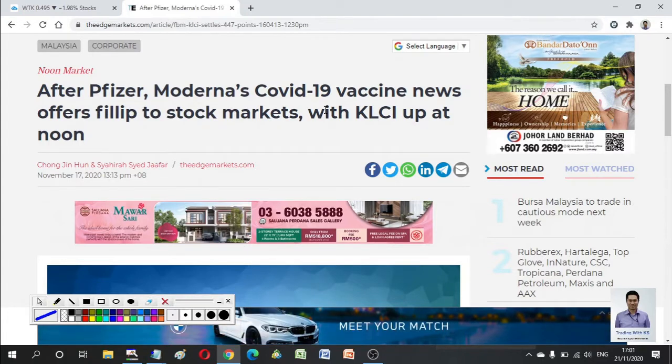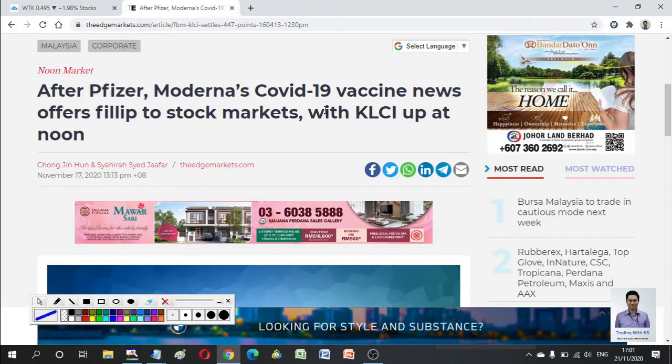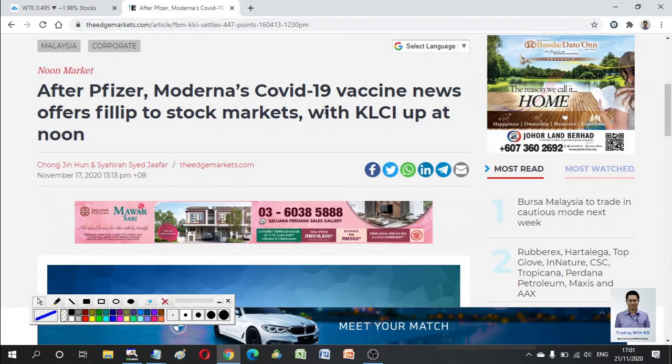Also the financial industry. The market is locked down, nobody is actually spending money, so finance is also going down. The finance industry is also going down.